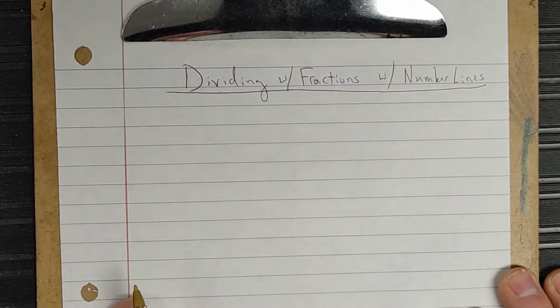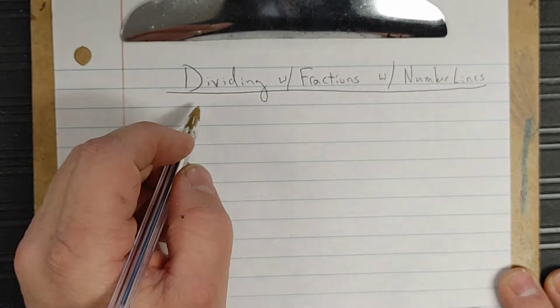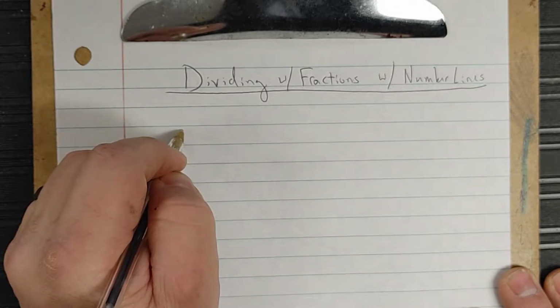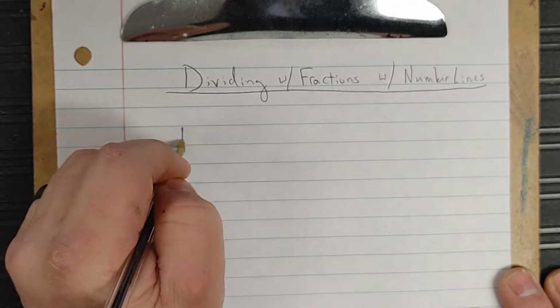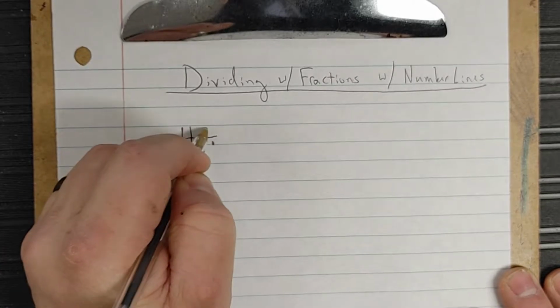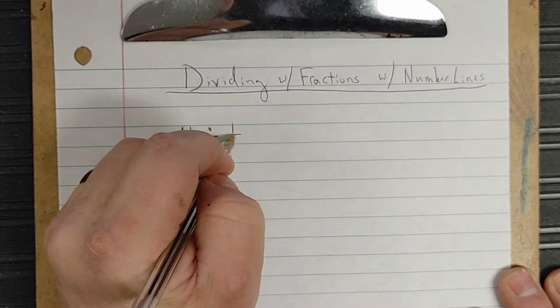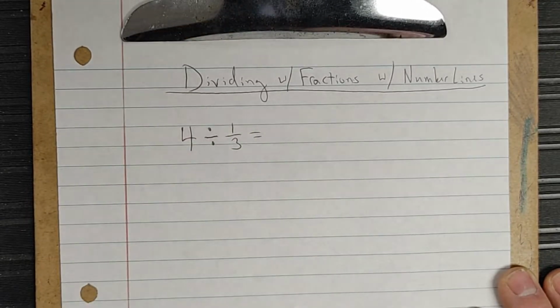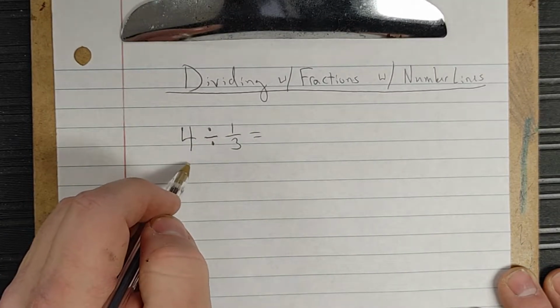All right, let's talk about dividing using fractions with number lines. So first, let's talk about dividing a whole number. We'll start with 4 divided by, and let's use a fraction, 1/3. 4 divided by 1/3. Well, let's talk about what this means first.